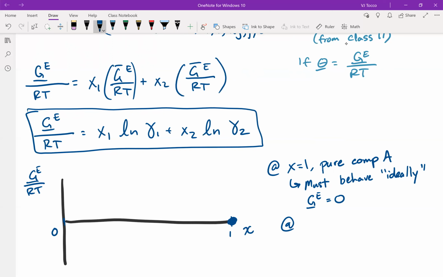Same thing for X equal to 0. I have pure component B, and the same thing must be true. It must behave ideally, so the excess molar Gibbs free energy must also be 0 there. So I've got 2 data points there. So how can I connect these 2 data points?